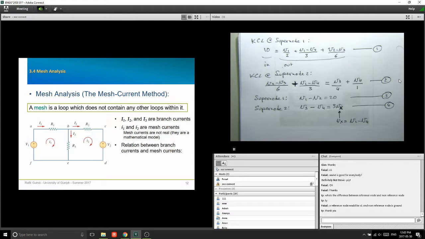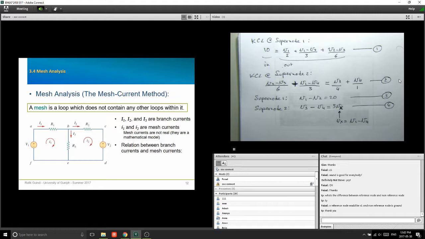So how do we find this relation? Look at that. What is the current flowing through your R1 resistance? In terms of the branch currents, R1 is carrying the current capital I1, right? But in terms of the mesh currents, what is the resistance R1 carrying? Small i1. That's the current that's flowing around in that mesh, okay?